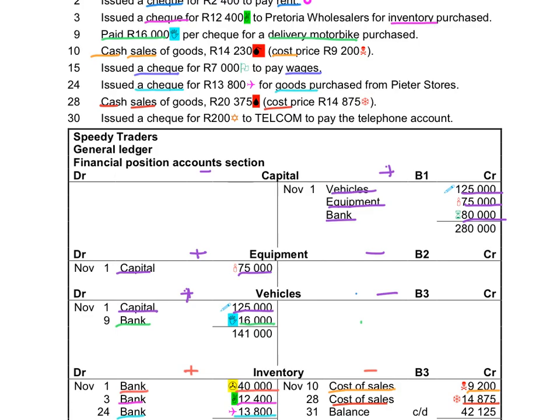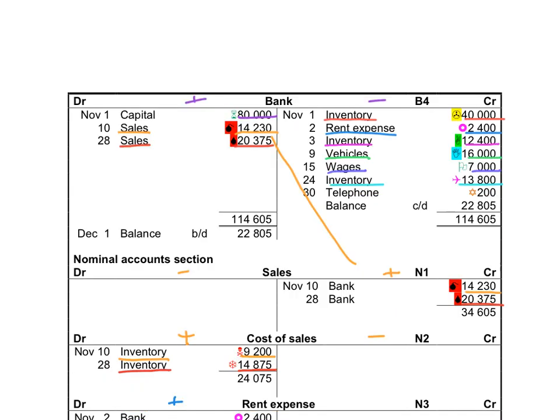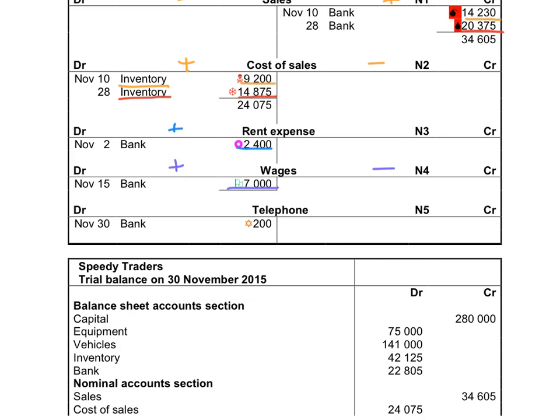Issued a check to pay for the telephone account, so the one entry will be in the bank and the double entry will be completed in the telephone account. The bank account is credited with the 200 Rand to indicate that the money in the bank was reduced, to debit the telephone account with the expense. Telephone account is an expense that increases on the debit side, and therefore we will indicate the double entry on the debit side of the telephone account.